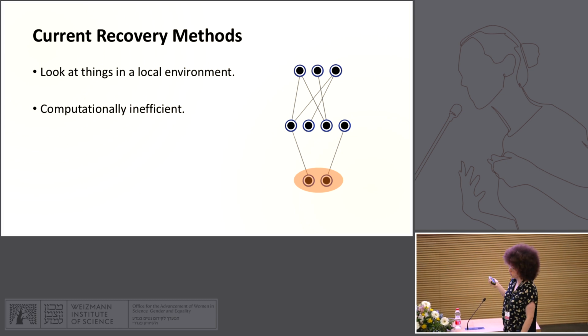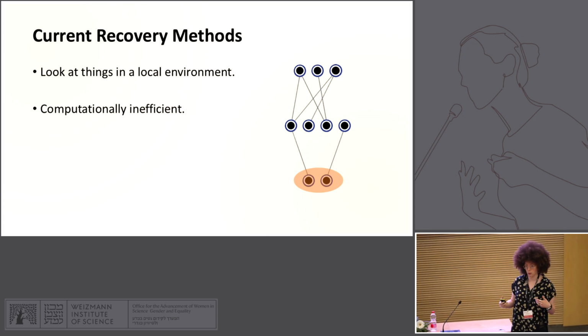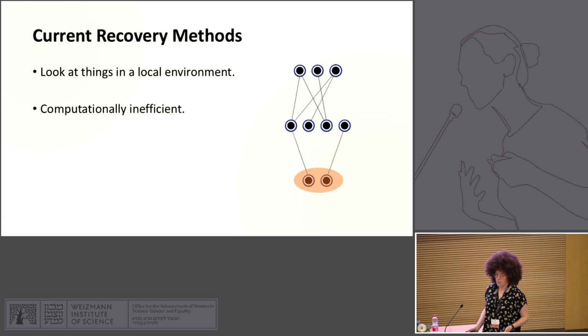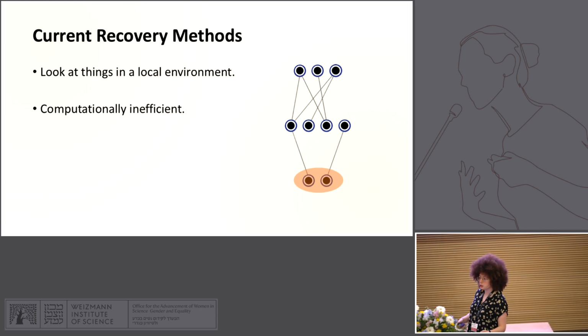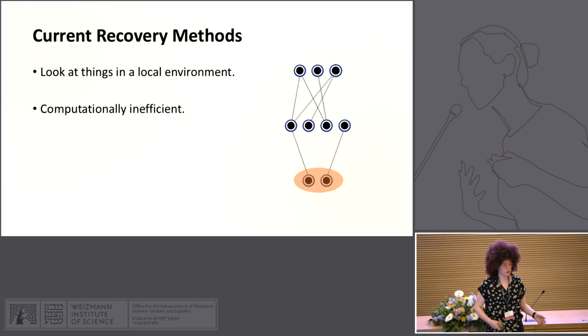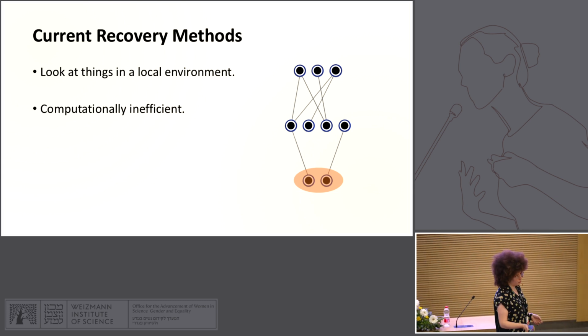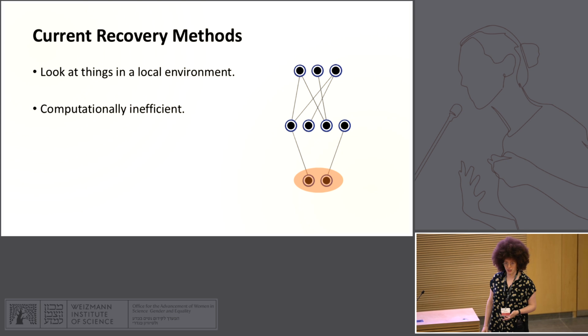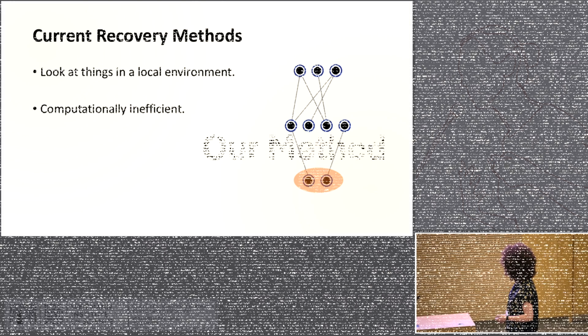The second set of solutions, the ones that try to avoid these local environments, are computationally inefficient. They usually involve some sort of retraining of the model. This retraining uses over 1 million examples shown to the model tens of times. As you can imagine, that takes quite a while. And that leads me to our method.